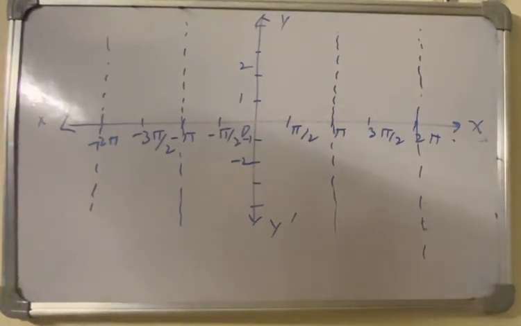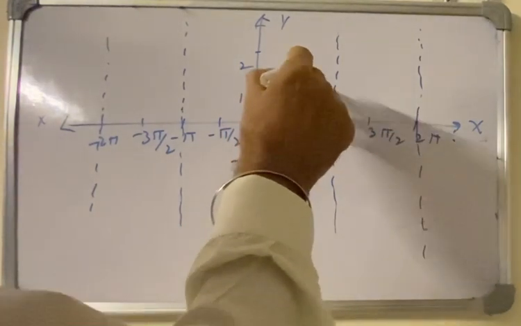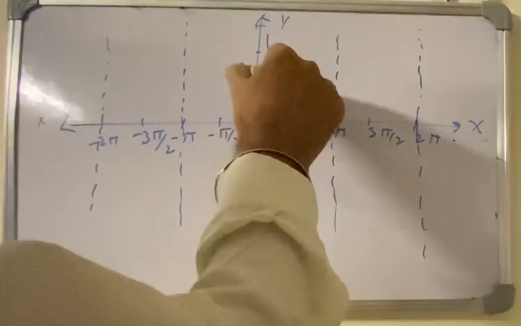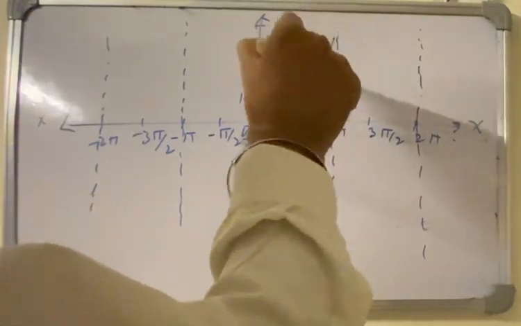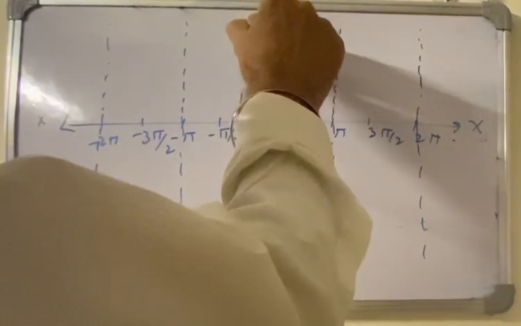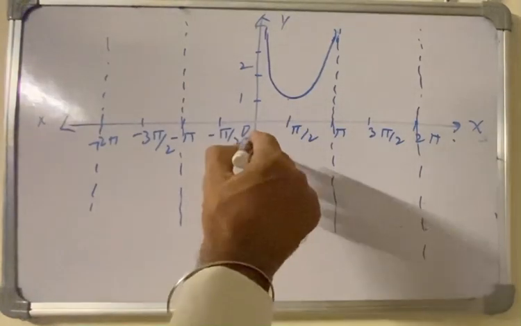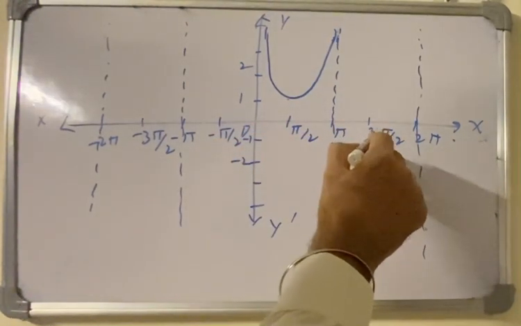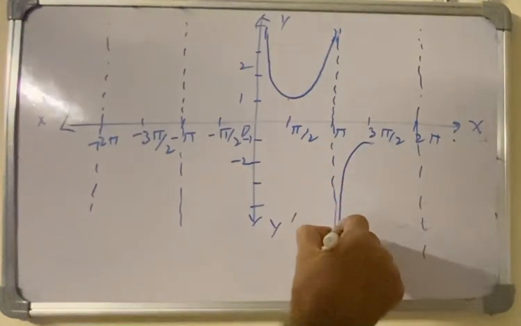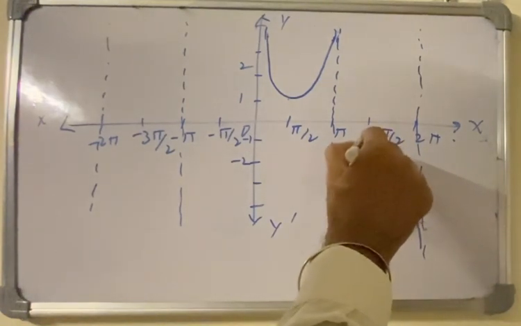Now, at pi by 2, the value of cosecant is 1. Therefore, it goes in this way, to infinity. Similarly, at 3 pi by 2, it is minus 1. So its graph goes in this way. It will reflect from minus 1.